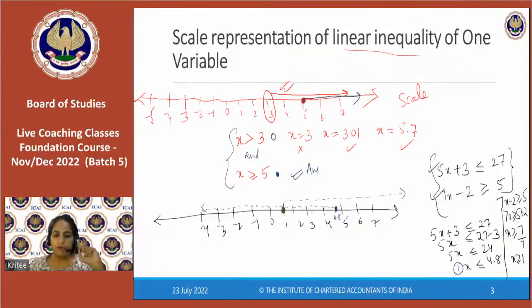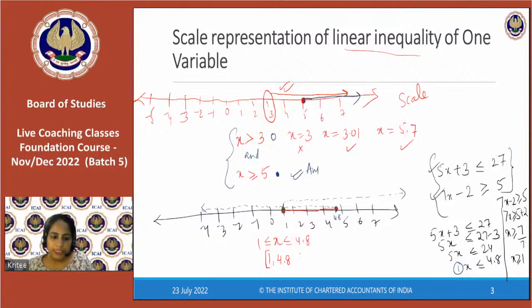So what is the value of x that is giving me both conditions being satisfied? So values ranging from 1 till 4.8 are the values which satisfy the first inequality and also the second inequality. So we write it this way. We can write inequalities this way: x to be greater than or equal to 1, less than or equal to 4.8. This is one of the ways of writing. X to be lying between 1 and 4.8.